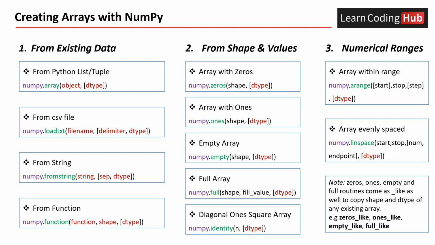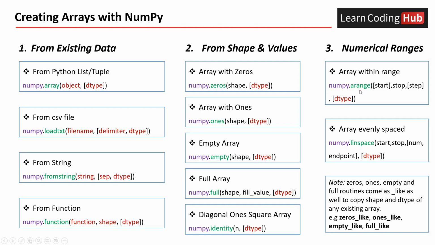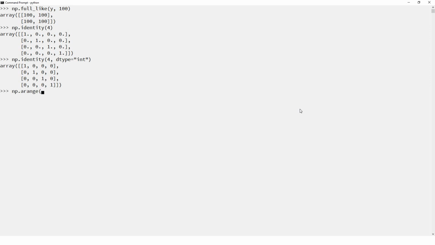Okay, and the other way we can create arrays is with numerical ranges. For numerical ranges we can use np.arange. As you can see, the start is optional, stop we have to provide, step is optional, and the data type is optional. Let's start with one. If I just give the stop, say arange 10, it's going to give us an array like 0 1 2 3 up to 9.